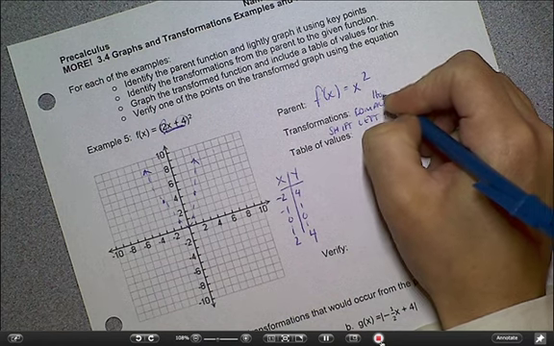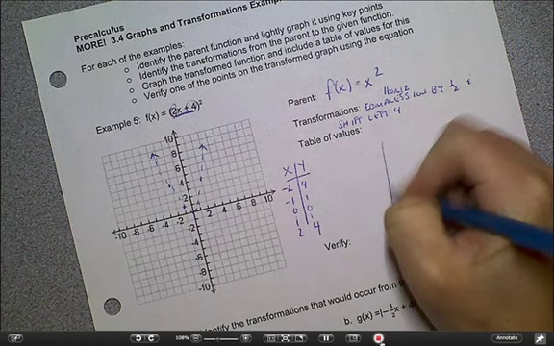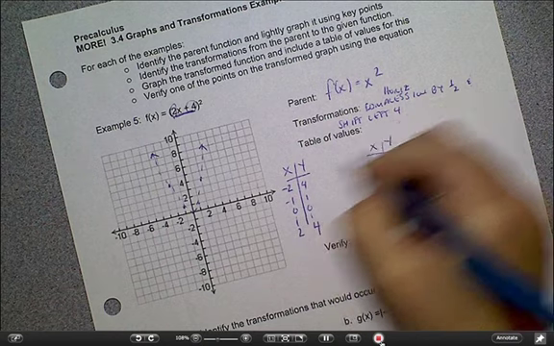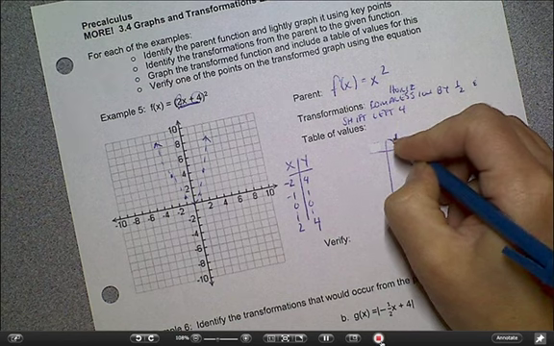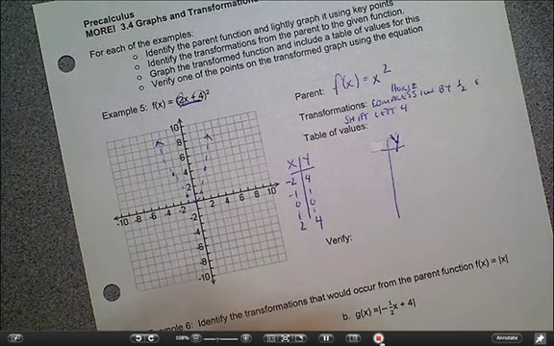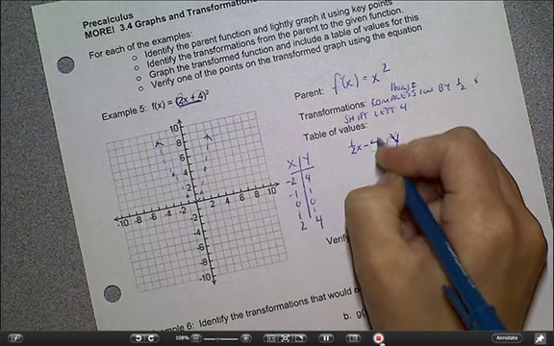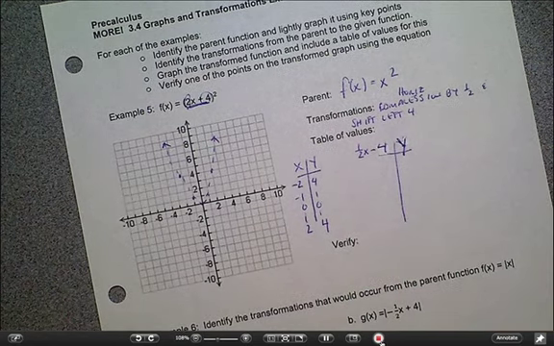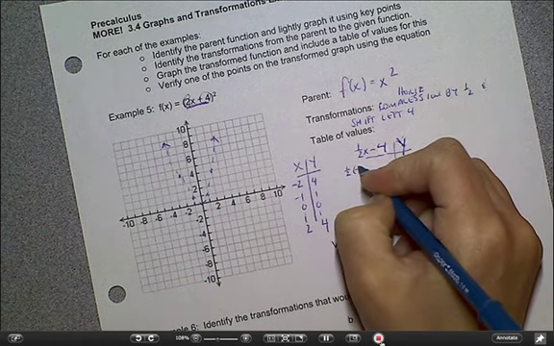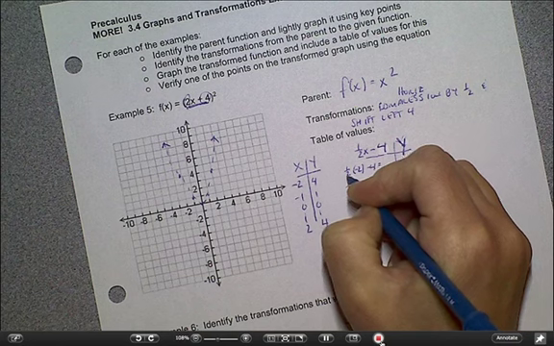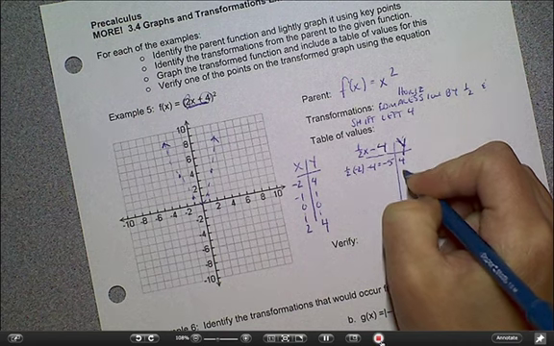and this would be horizontal compression by 1/2, which means as we work through our table of values for our transformed function, our y values are actually going to stay the same because there's no vertical changes, but our x values are going to change by multiplying by 1/2 and then shifting left 4. And so then we would take each x value, like -2, multiply it by 1/2, and then subtract 4. 1/2 times -2 would be -1, minus 4 would be -5, and again our output values will stay the same.